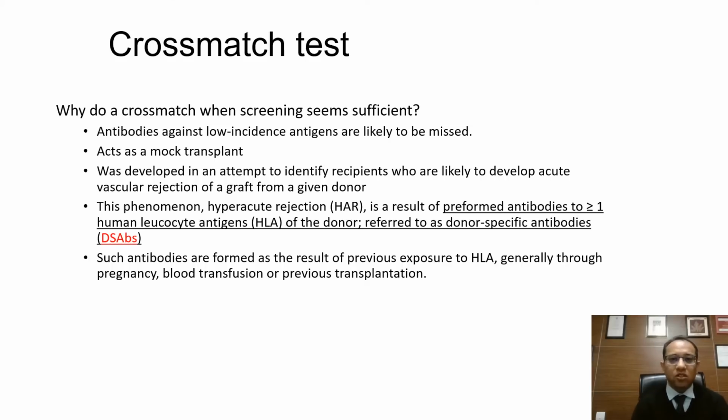Similarly, the other cross-matches like Luminex cross-match or a virtual cross-match or a flow cross-match also detect donor-specific antibodies. But the point I'm trying to make here is these donor-specific antibodies may have a titer too low for the CDC cross-match to detect, but they are still in that much concentration that it can cause some kind of rejection, either acute rejection or a chronic rejection. So the idea is to take off these antibodies, which are donor-specific antibodies.